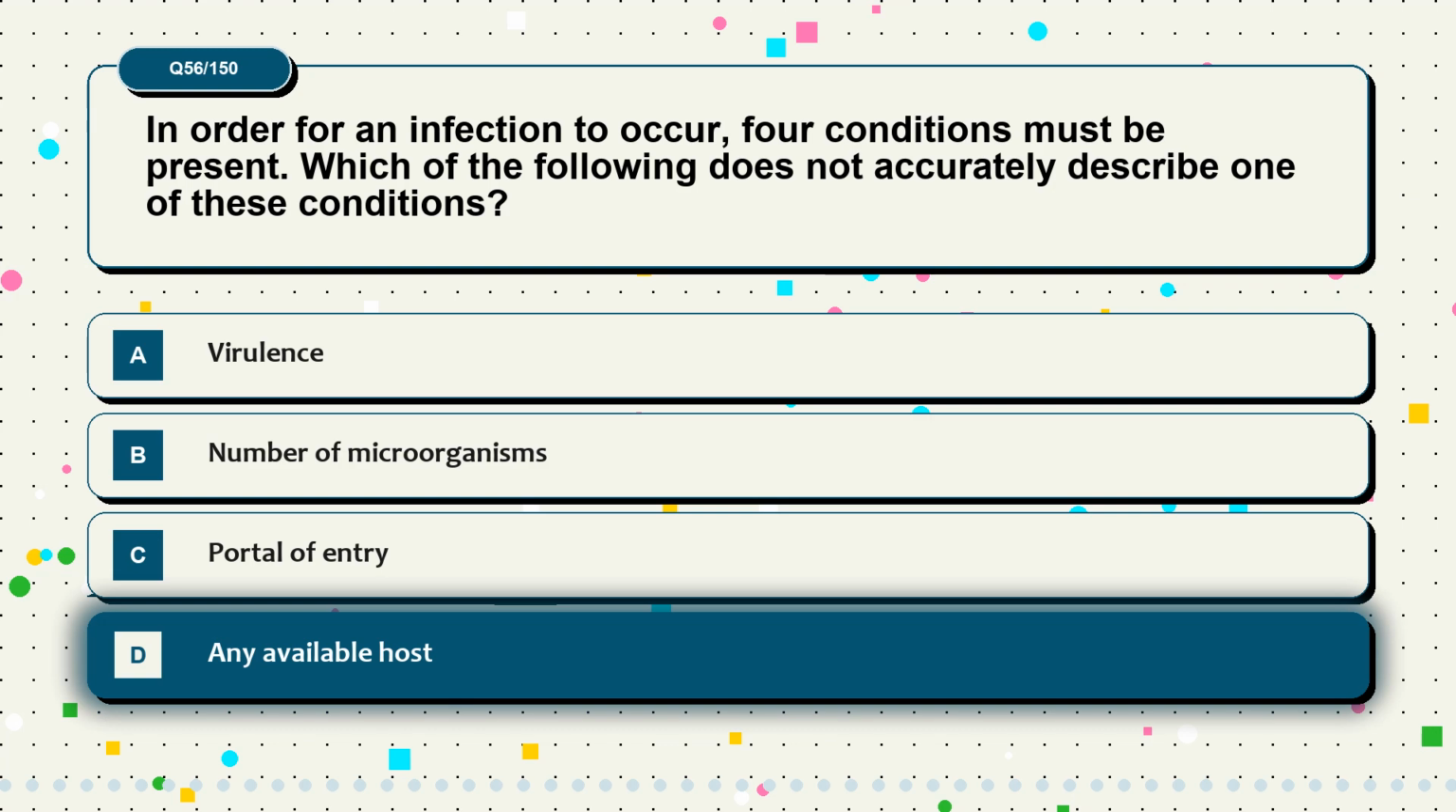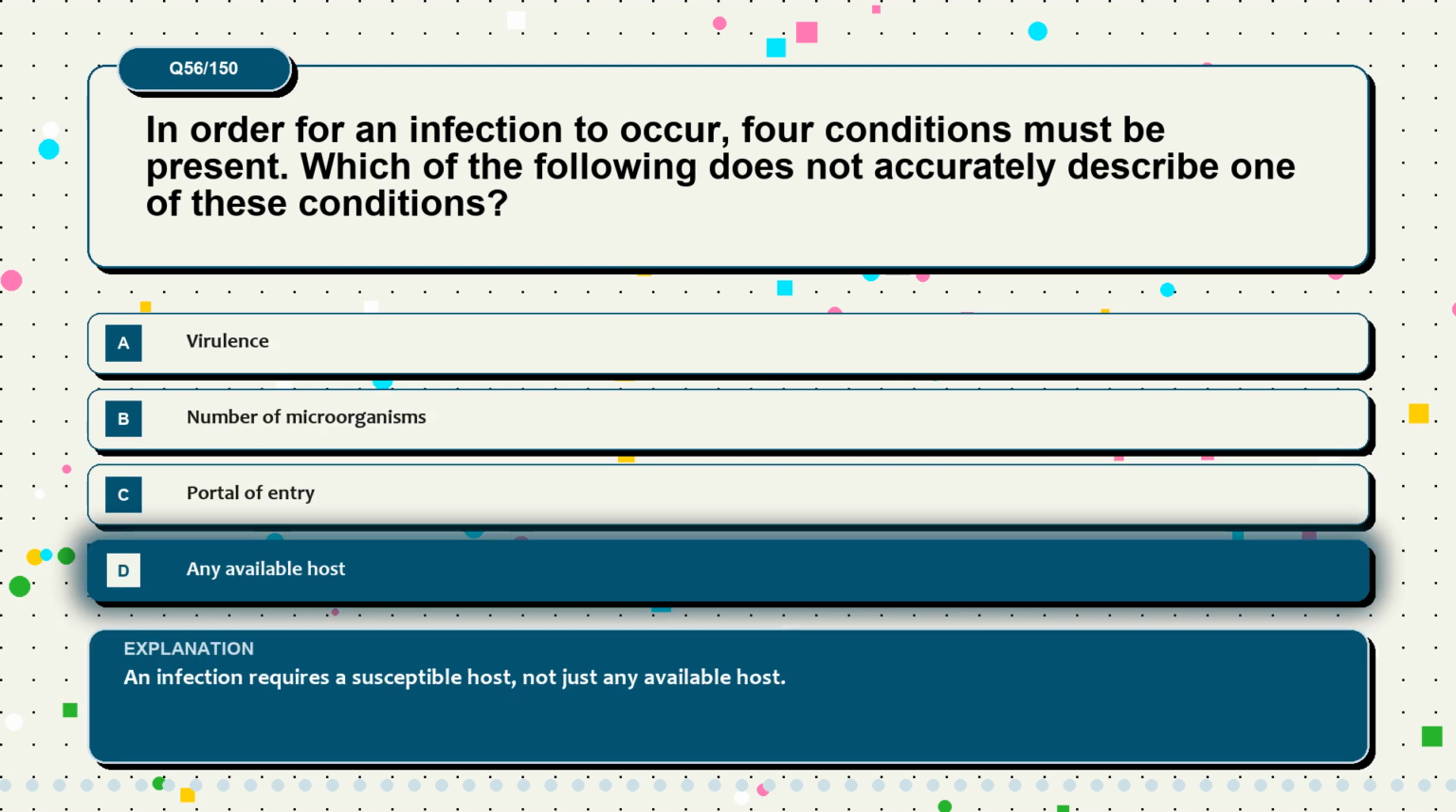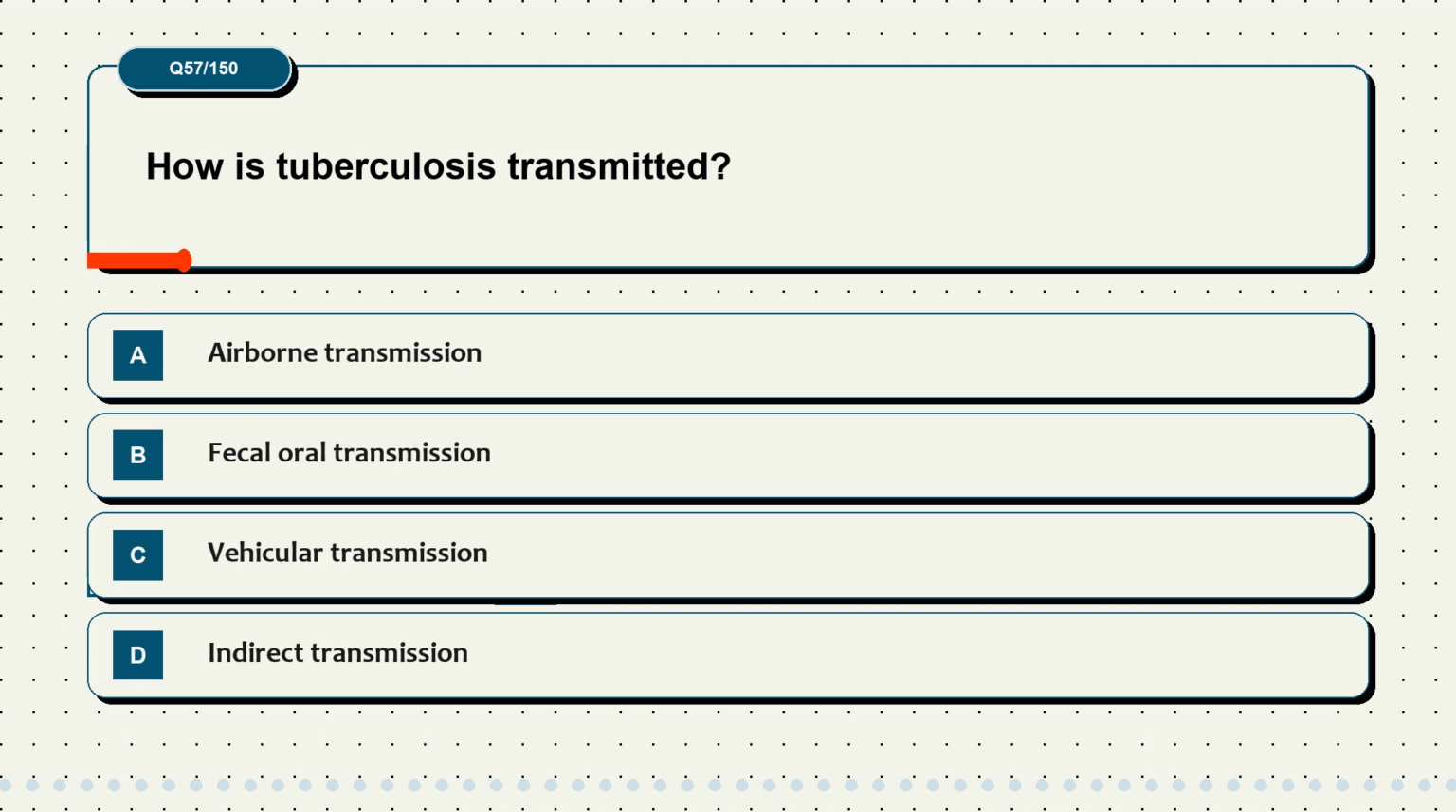The correct answer is option D, any available host. An infection requires a susceptible host, not just any available host. Question 57. How is tuberculosis transmitted? Here are the options. Option A, airborne transmission. Option B, fecal-oral transmission. Option C, vehicular transmission. Option D, indirect transmission.